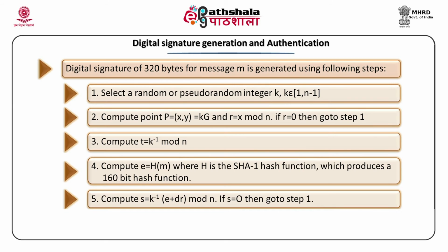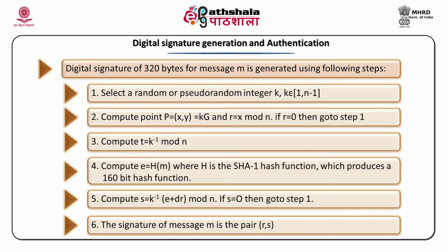So if S comes out to be zero, then go to step 1. The signature of message M is the pair R and S. So in any case it should not be 0.